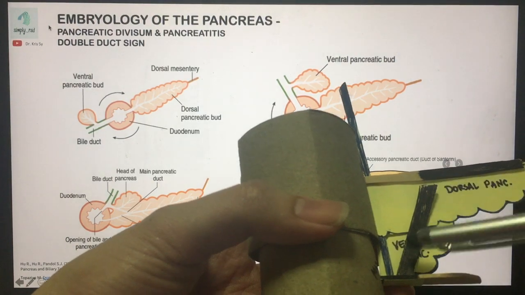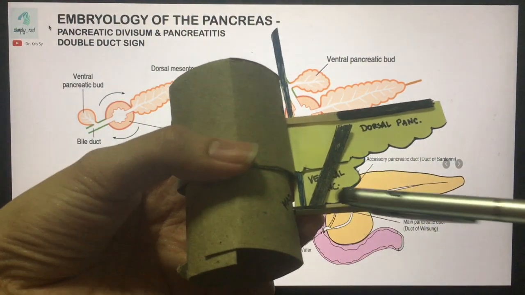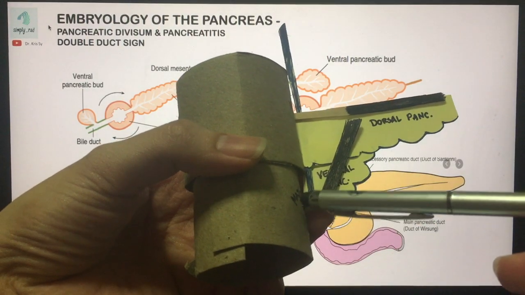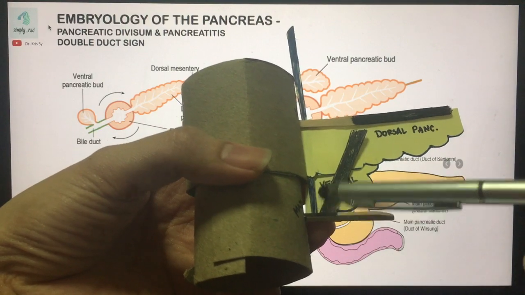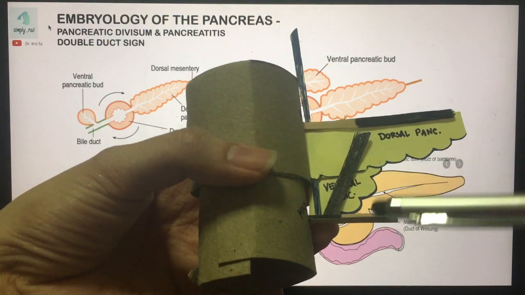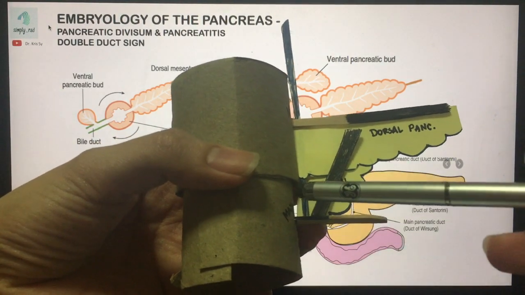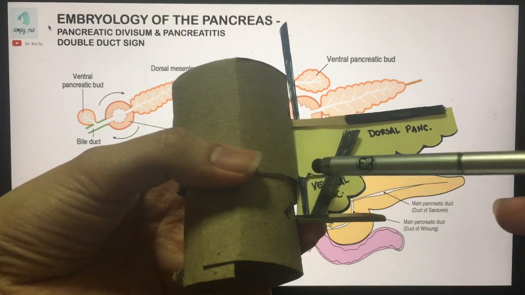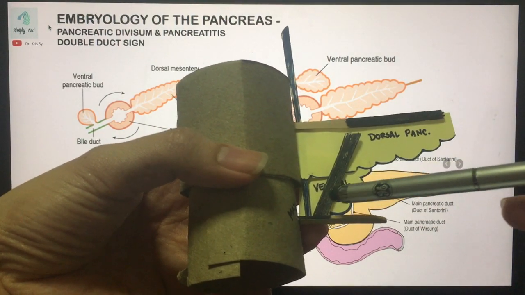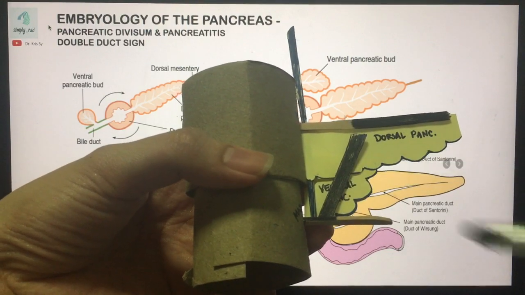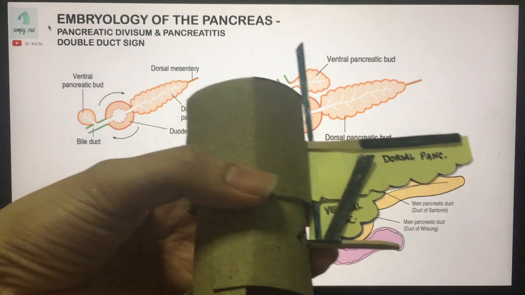Because of this relationship of the main pancreatic duct and the common bile duct, if you have a neoplasm here in the periampullary region, such as a cancer here, there will be two ducts which will be obstructed or dilated in imaging. If you have a tumor here, you will have dilatation of this structure, the common bile duct, and also the main pancreatic duct, and that's what we call the double duct sign.